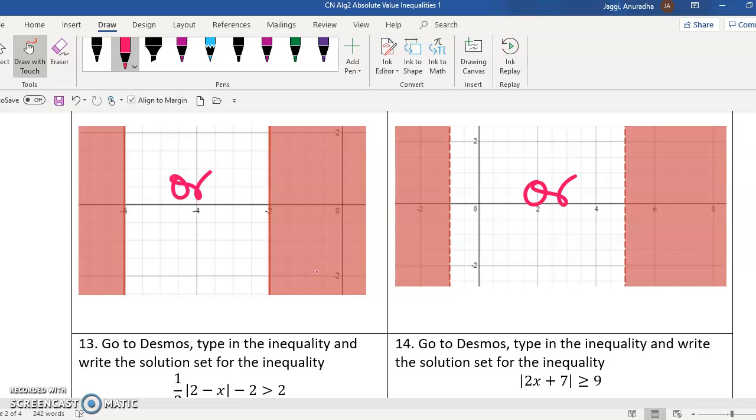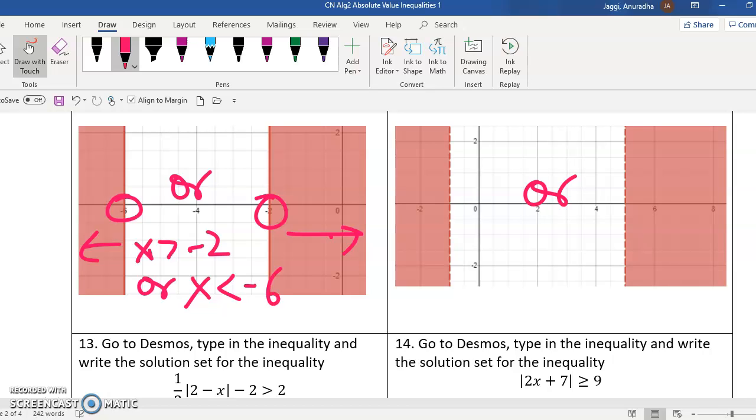What does it mean? This is a greater than, this is a less than. So x is greater than, go to the right, -2, or x is less than, what is it? -6. Greater than or equal to because it's a solid line, and this is less than or equal to because it's a solid line. So you read these two numbers: all values of x greater than or equal to, or all values of x less than or equal to. There are two solutions.